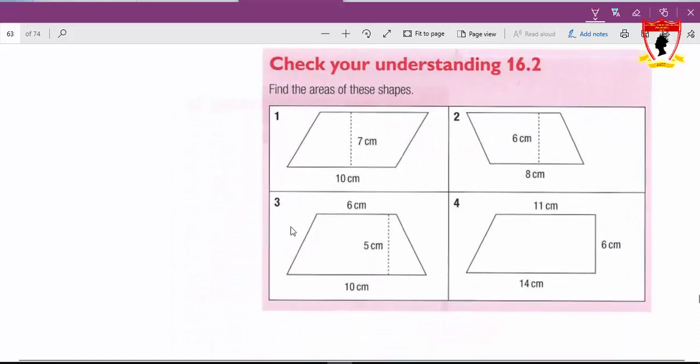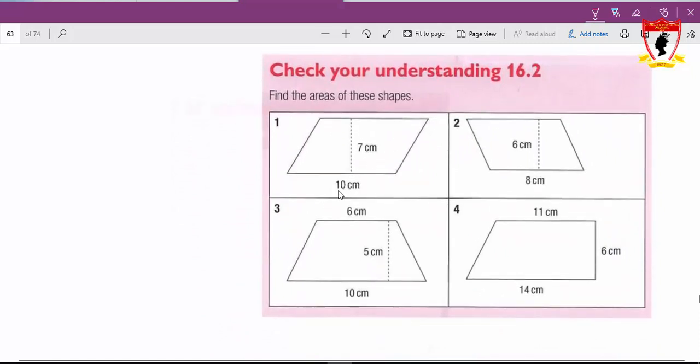Now let's apply the rules. For parallelogram, we just say base times height. 10 times 7, it is 70. If there are centimeters, it will be centimeter square. Again, the shape is parallelogram. Base times height, 8 times 6, 48 centimeter square.